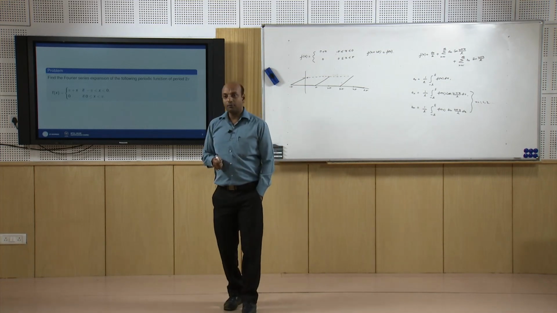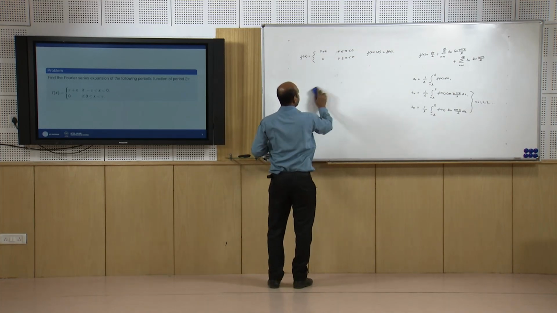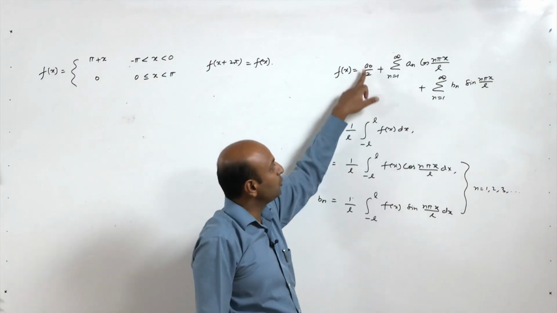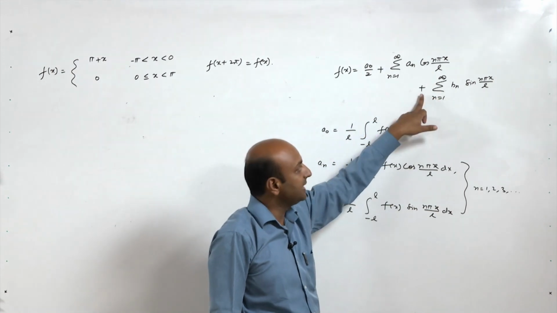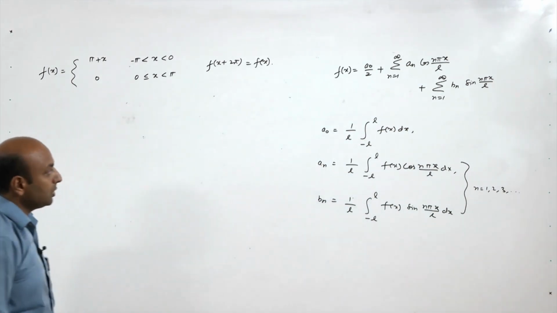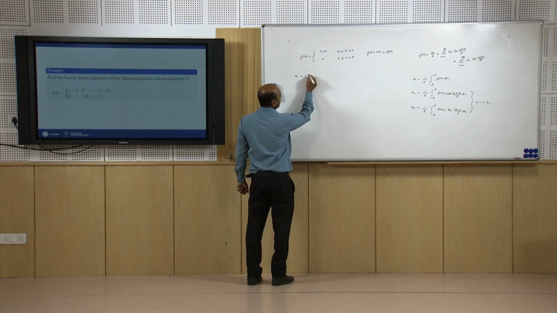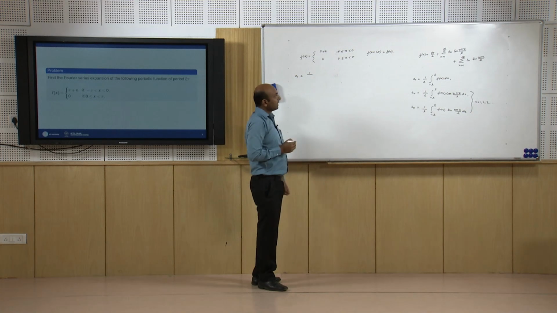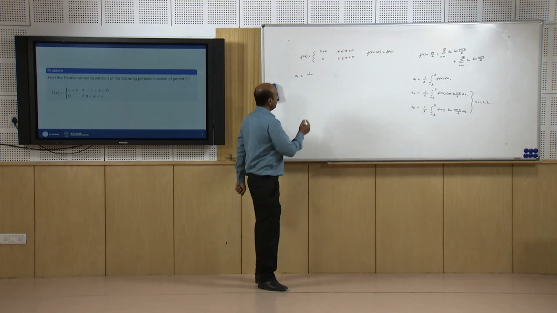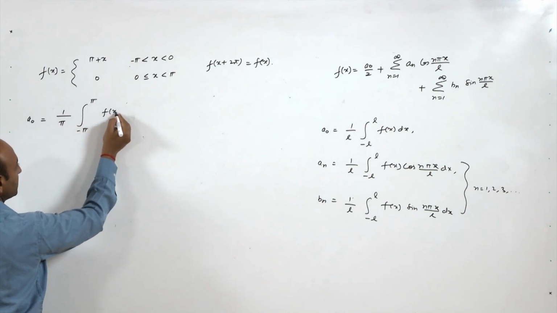Now, how can we find the Fourier series of this function? We will express this function in this form, a naught by 2 plus summation a n cos n pi x by L plus summation b n sin n pi x by L. Now, we first compute a naught, a n and b n. What is a naught? A naught is nothing but 1 by L. Now, instead of L, here we have pi, because 2L is 2 pi, so that means L equal to pi. So, it is 1 by pi integral from minus pi to plus pi f(x) dx.